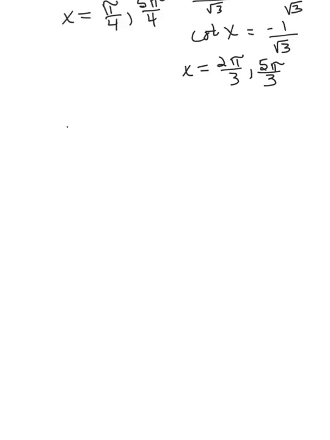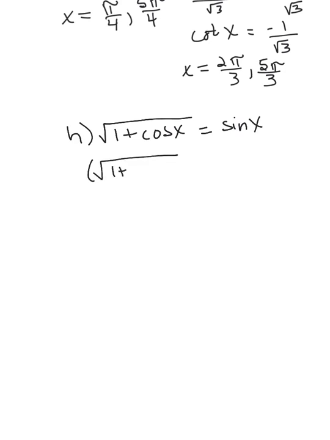The next problem we are going to look at is example H, where we are told that we have the square root of 1 plus cosine of x equaling the sine of x. Well, right off the bat, I know I need to get rid of that square root symbol. I can't solve for anything when I've got a square root symbol. So the first thing I'm going to do is square both sides. So I'm going to square the square root of 1 plus cosine x, and I'm going to square the sine of x.